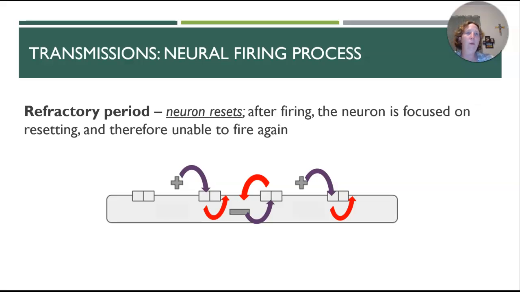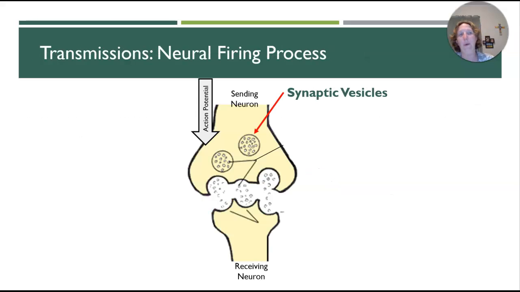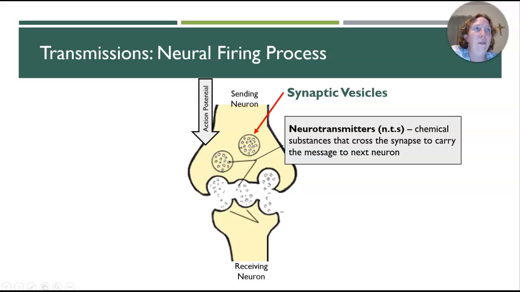Okay. Now, one more thing. I have plenty more to say. One thing I had mentioned, I'll explain it later, is the concept of a synapse. The synapse is this space right here. So if we imagine the sending neuron, the axon terminal buds have a whole bunch of neurotransmitters sitting in them. These are those chemicals that I kept saying we'll define. Well, we're defining it right now. These are chemical substances that cross the synapse to carry the message to the next neuron.